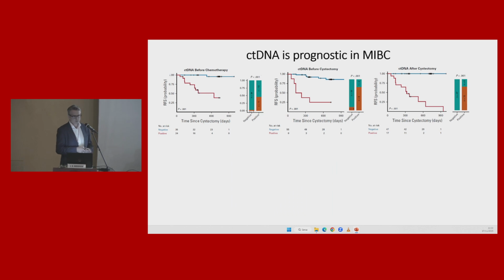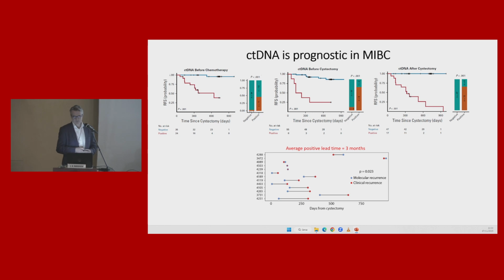So if we look at the full cohort in this study, we could see that the circulating tumor DNA detection before chemotherapy was highly prognostic. After chemotherapy, before cystectomy, it was also prognostic, but really in the setting of MRD and metastatic detection after radical cystectomy, we see this really high prognostic value of circulating tumor DNA.